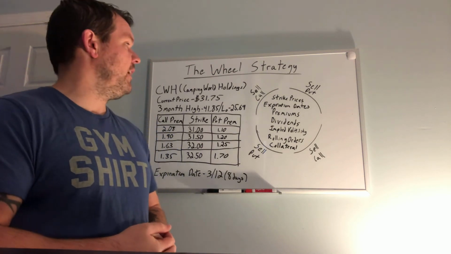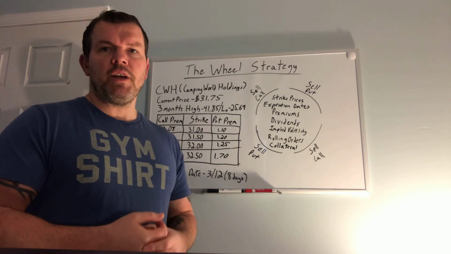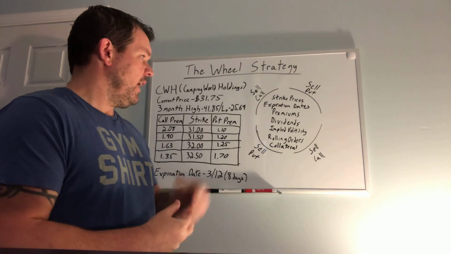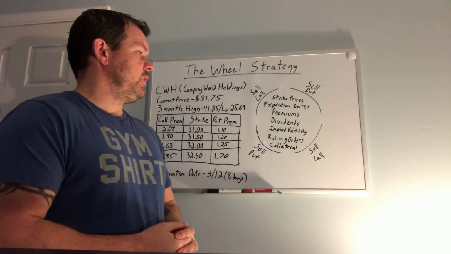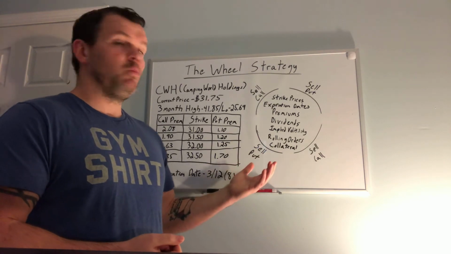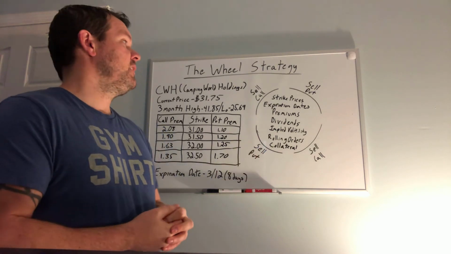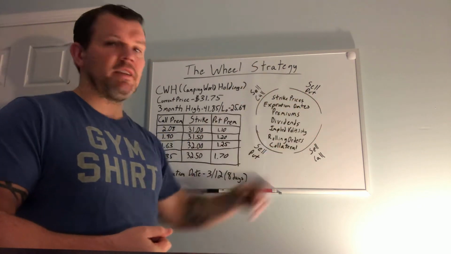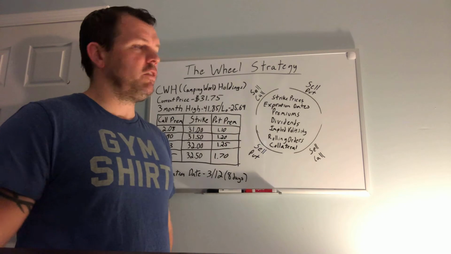So I figured I'd go through an example so you guys can understand what the wheel strategy is. I drew up a wheel here, which we'll get to towards the end, but it basically describes what you're doing with the wheel strategy. You're going from selling a put to selling a call, to selling a put to selling a call, and around and around you go.